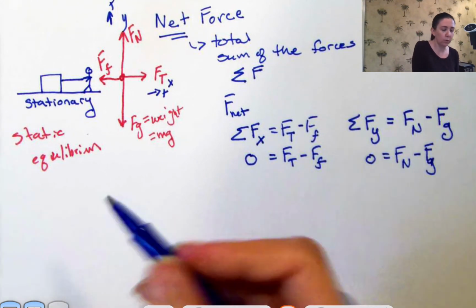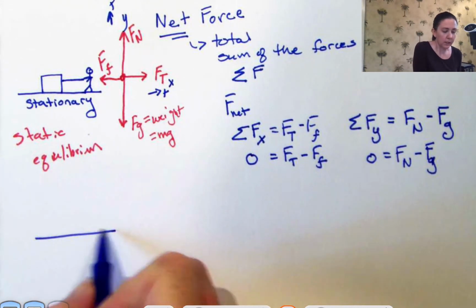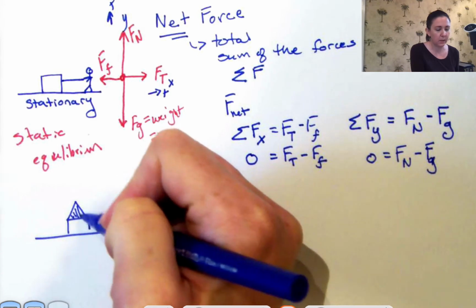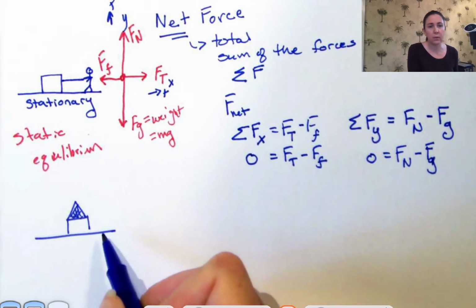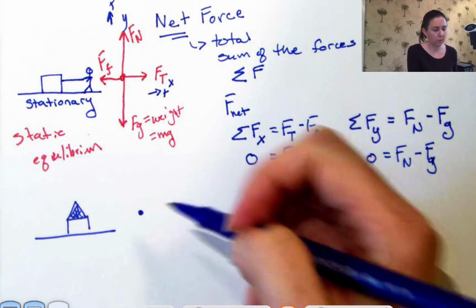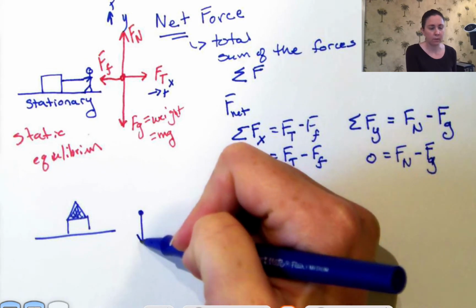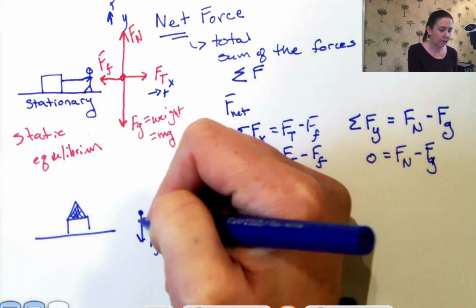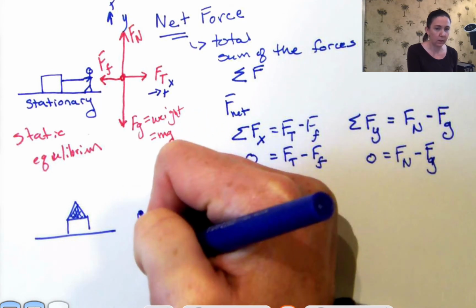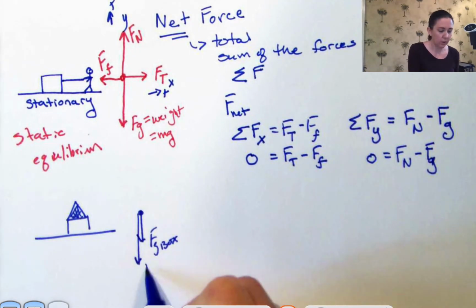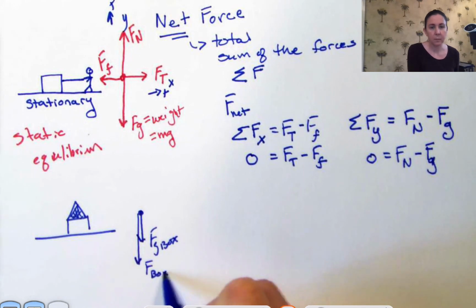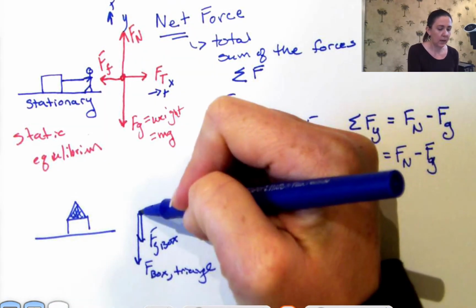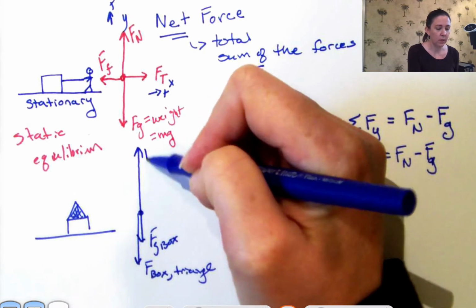So we'll do one more. Let's say I have a box and I have a triangle on that box, and I want to sum all of the forces on the box. First, I draw my free body diagram. I have the force of gravity on the box. Let's say the triangle's really heavy, so I have the force on the box by the triangle, and then I have a large normal force.